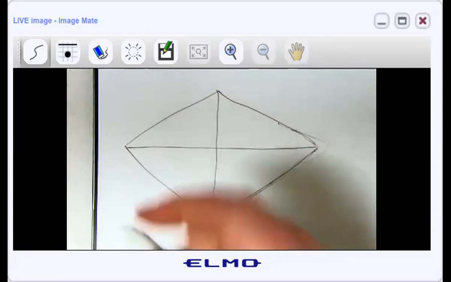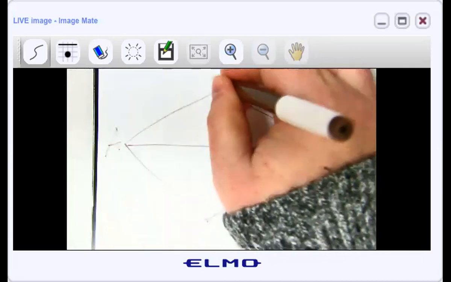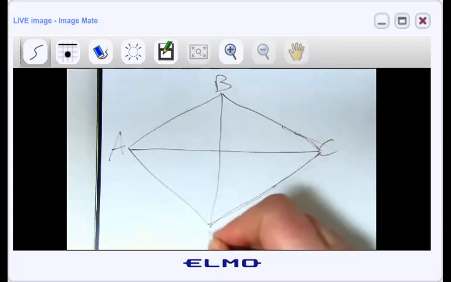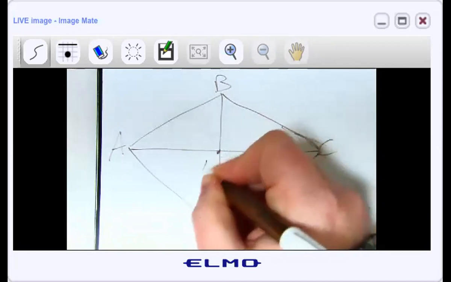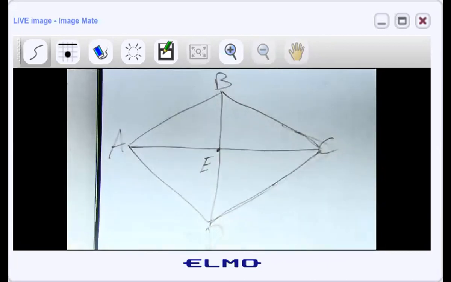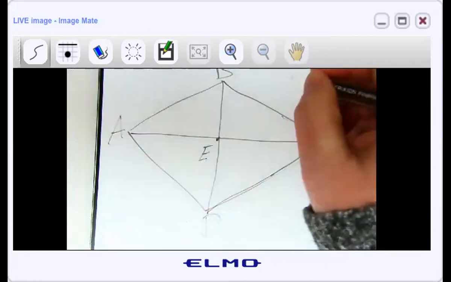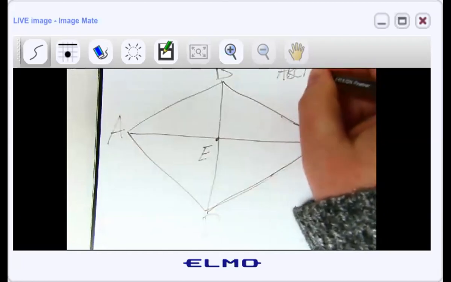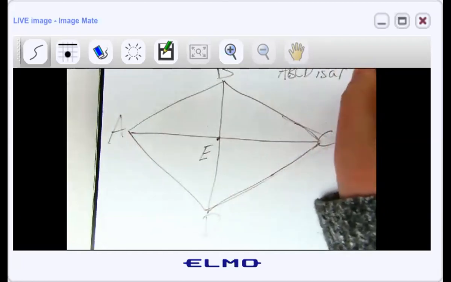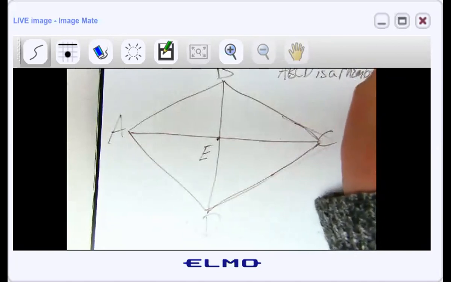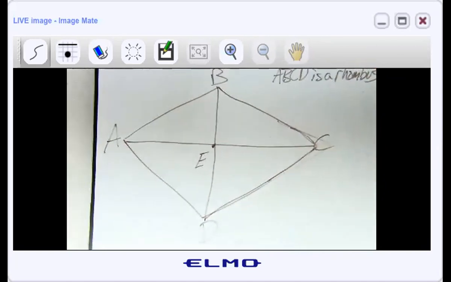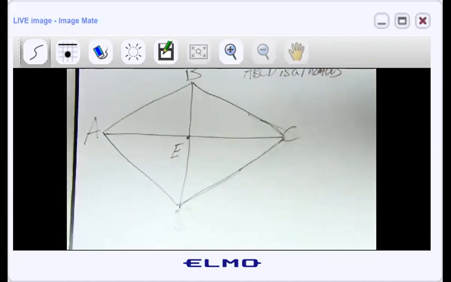All right, so that's my rhombus, A, B, C, D, and we'll have a point E in there. So A, B, C, D is a rhombus. I'm going to give you a little bit of info, and then I'm going to give you a list of all the other pieces that I want you to find.